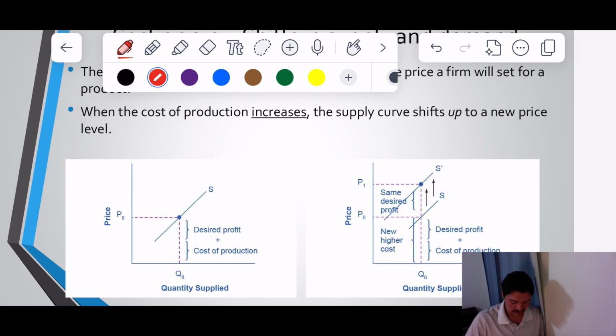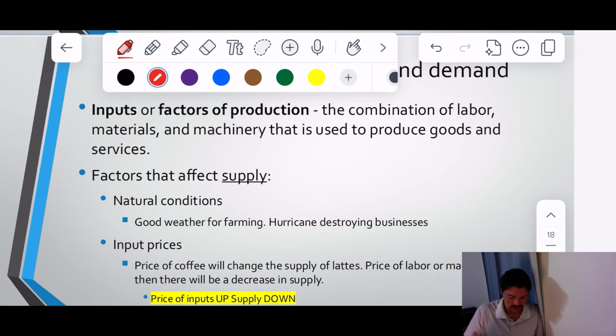Now there are other things that are going to be changing the supply as well. Inputs or the factors of production is a major factor that's going to be influencing supply. Remember, the factors of production are labor, materials, capital, machinery, entrepreneurship, right? The profits, all of those things are going to influence the supply.